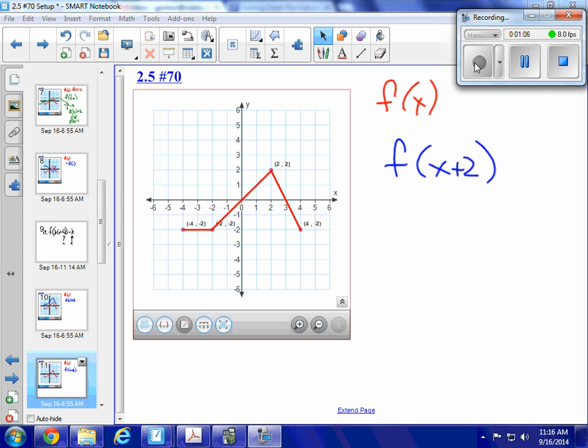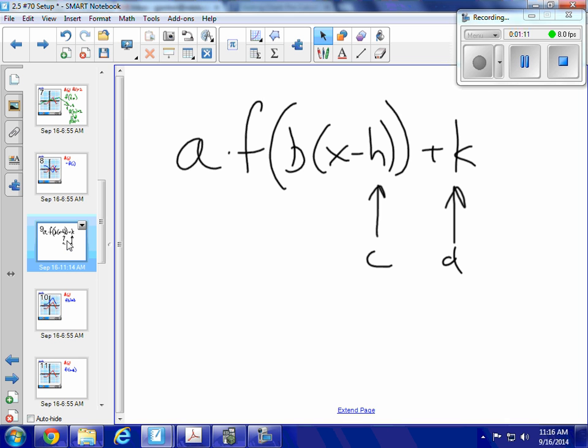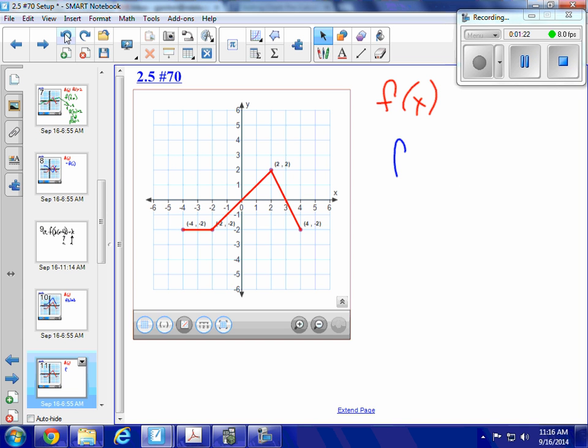This next one is asking me f of x plus 2. So I'm going to go back here to my template, and I can see that the x plus 2 is inside my function. So that means it's an h, and the h is negative 2, the opposite of the sign inside the function parentheses. So I'm going to move everything on this graph to the left 2.